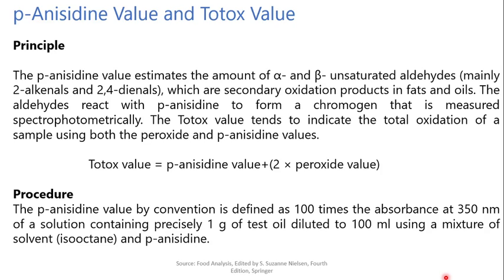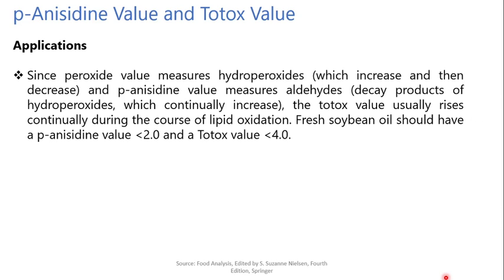So the procedure, so for that purpose, the para-anisidine value by convention is defined as 100 times the absorbance at 350 nanometer of the solution containing precisely 1 gram of the test oil diluted to 100 ml using a mixture of solvent, isooctane and para-anisidine. So what are the applications?